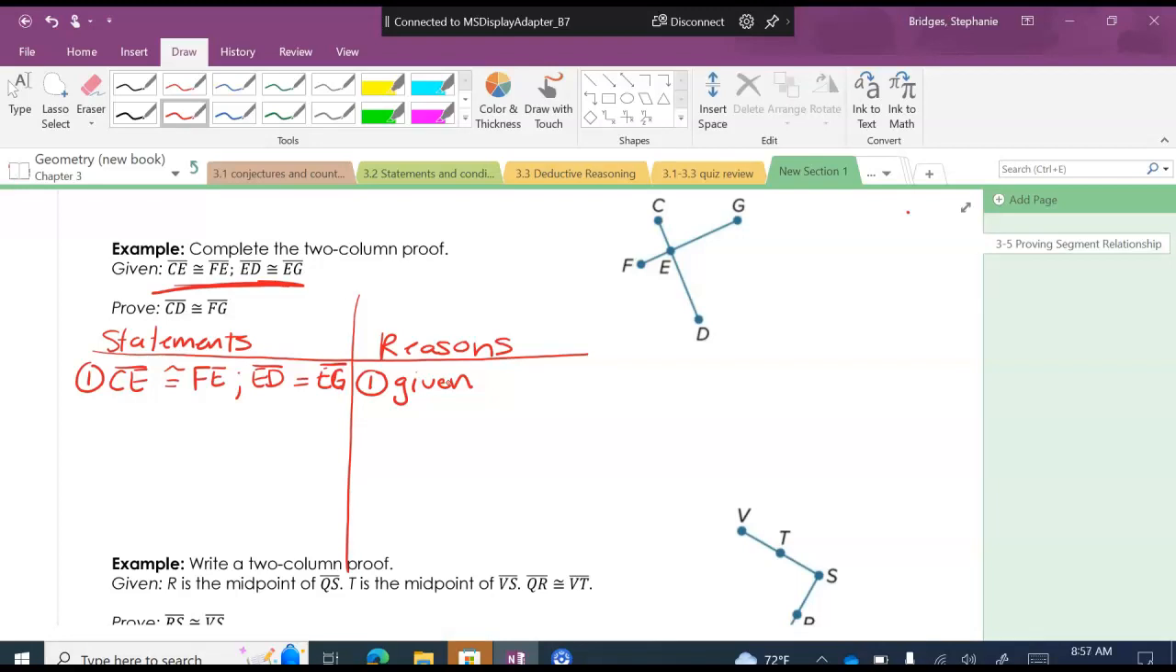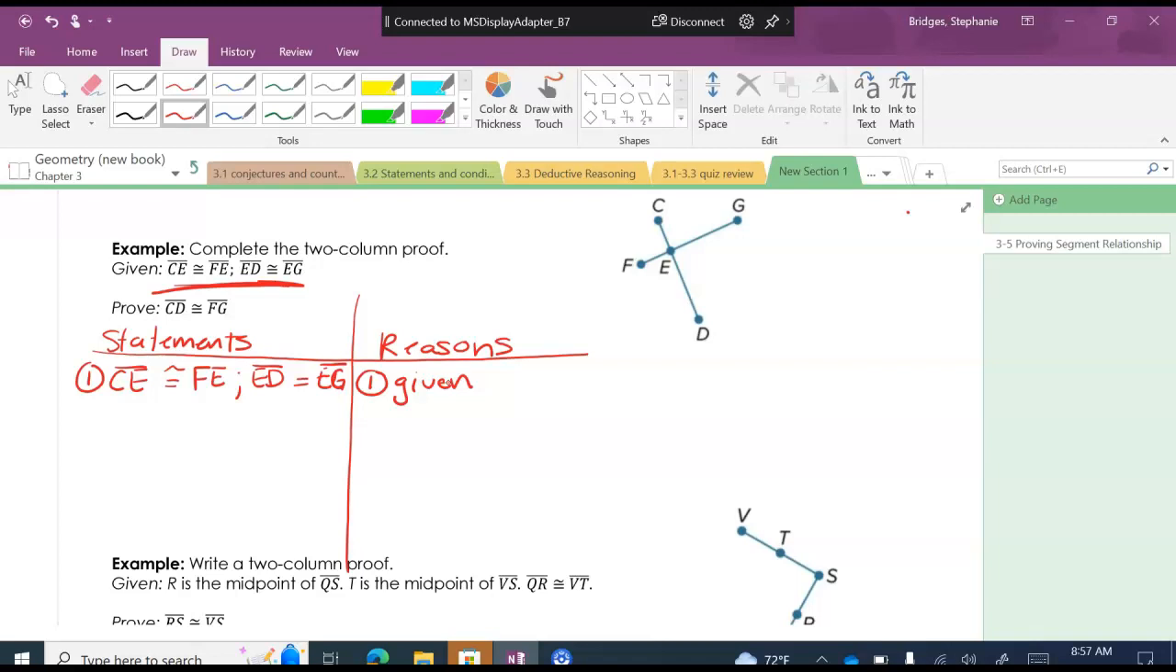Now, what I also would recommend, when you're given some congruent stuff in your pictures, I would recommend that you mark that in your picture. It helps you see what you're dealing with. So let's mark what they told me. What's the first pair of segments they told me were congruent? CE and, what's this at? FE. Okay, so those 2 are congruent. And then it told me that segment ED is congruent to segment EG.